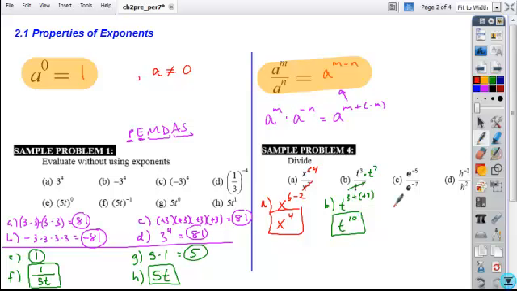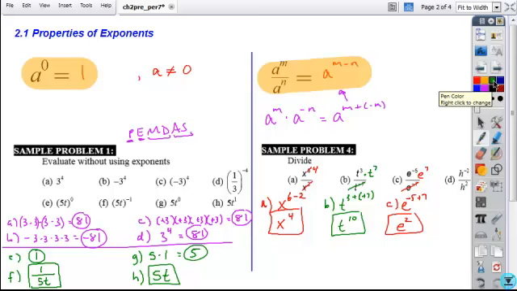Okay, problem C is the same. You have a common base, so you can either subtract their powers. So e to the minus 5 minus a negative 7 becomes a plus 7, netting you e to the positive 2, so e squared. Or you could move your base e up to the numerator, change the sign to positive, and then add their powers. So e to the negative 5 plus 7 still gives you e to the 2, or e squared.